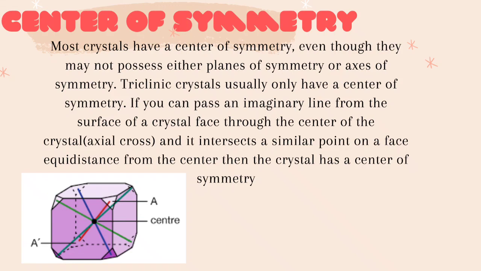If you can pass an imaginary line from the surface of a crystal face through the center of the crystal or the axial cross and it intersects a similar point on a face equidistant from the center, then the crystal has a center of symmetry. It is also called the inversion center, where each part of the object is moved along a straight line through it to a point at an equal distance from the center.